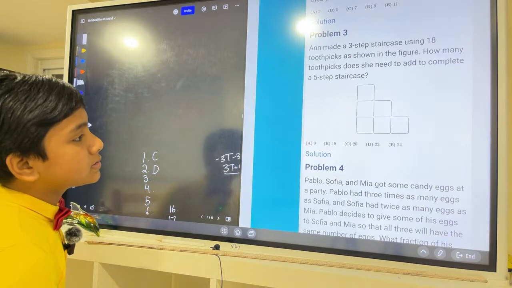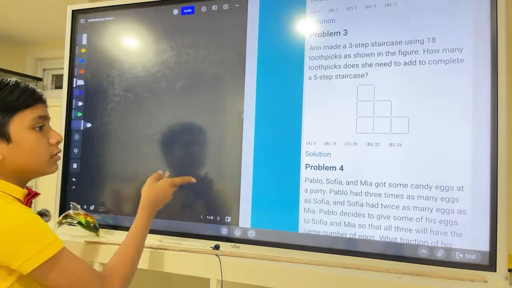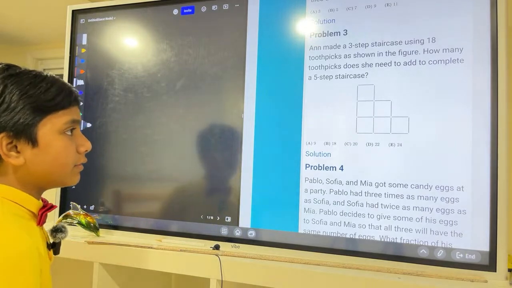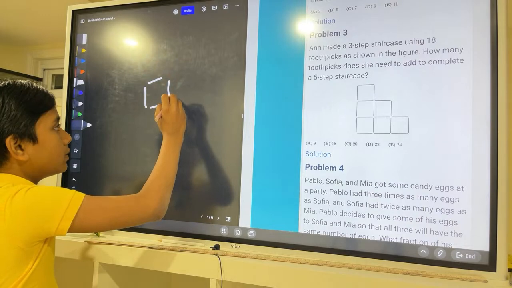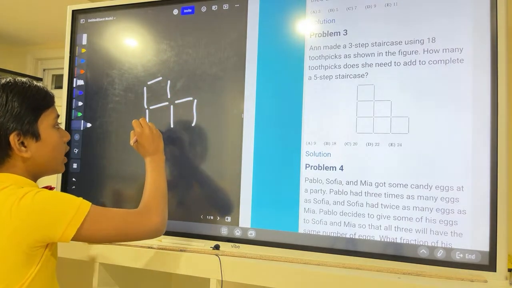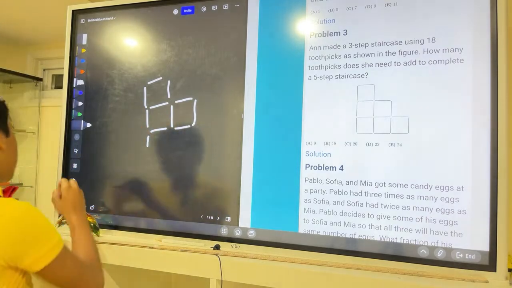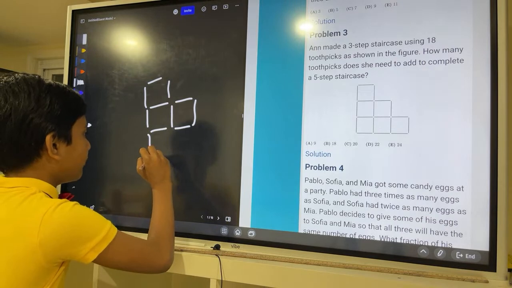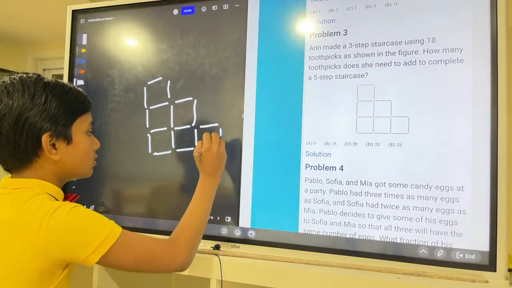How many toothpicks does he need to add to complete a 5-step staircase? Well, you know what they say, there's only one way to find out. Well, there are more than one ways to find out, but doing it algorithmically basically takes the same amount of time as just actually doing it. Like, they're not asking us to make 20 steps, they're only asking us to make 5. And the first 3 have already been counted up for us.